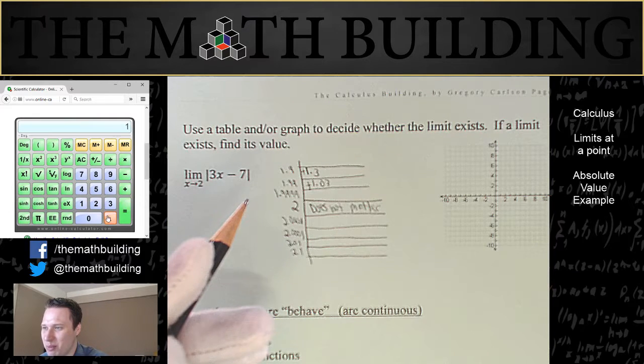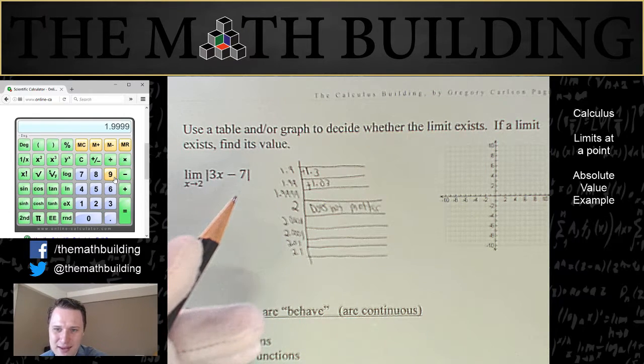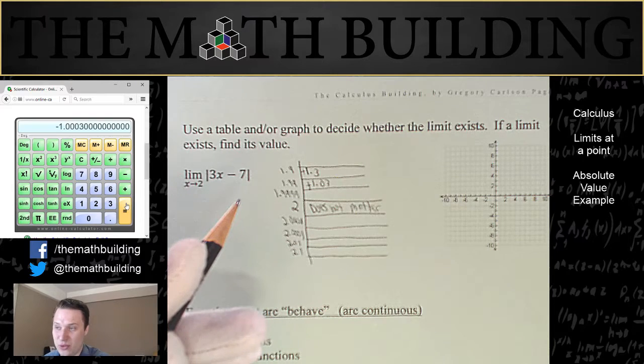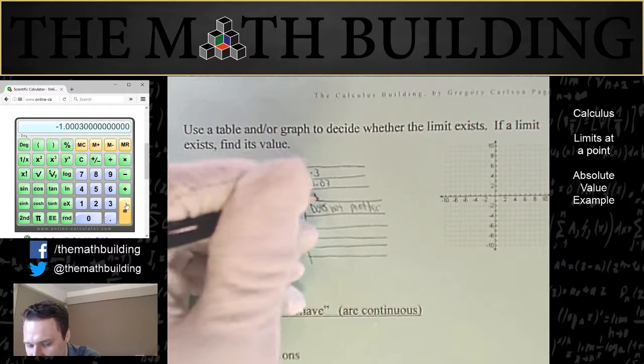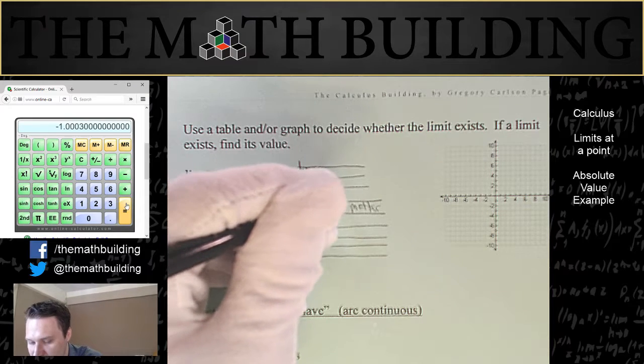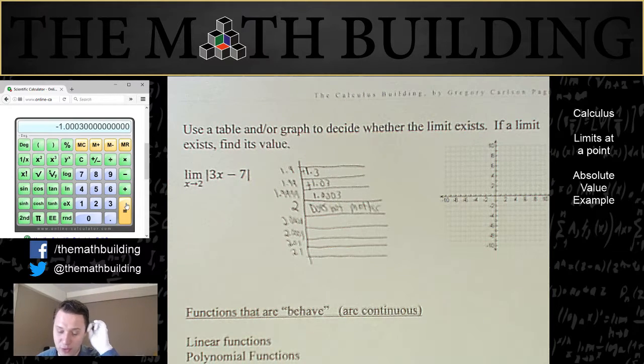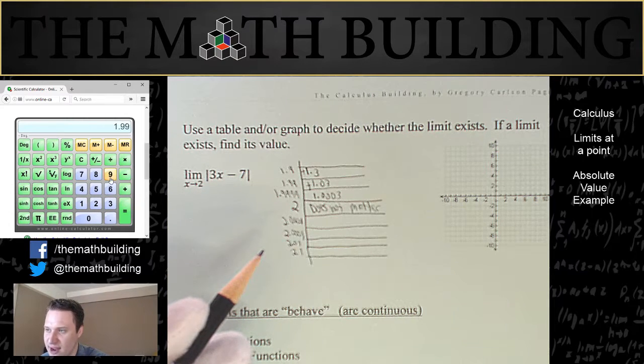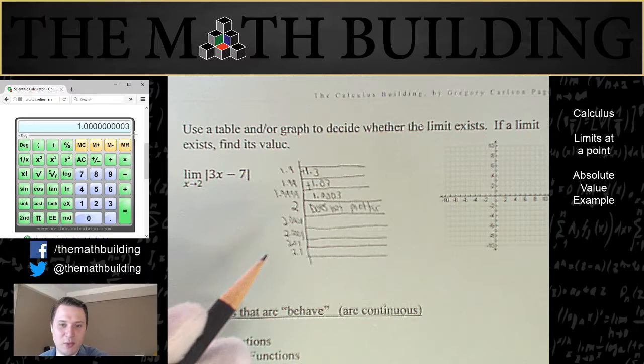And now let's plug in 1.9999 because we're getting really close to 2, times it by 3, and subtract 7. And absolute value makes this positive, so it'll be 1.0003. So it looks to me like we're approaching 1. And certainly we could do even more. Let's do 1.9999999, just for fun, and multiply it by 3 and subtract 7. When we take the absolute value of that, it turns positive. So it seems to me that we're approaching 1.